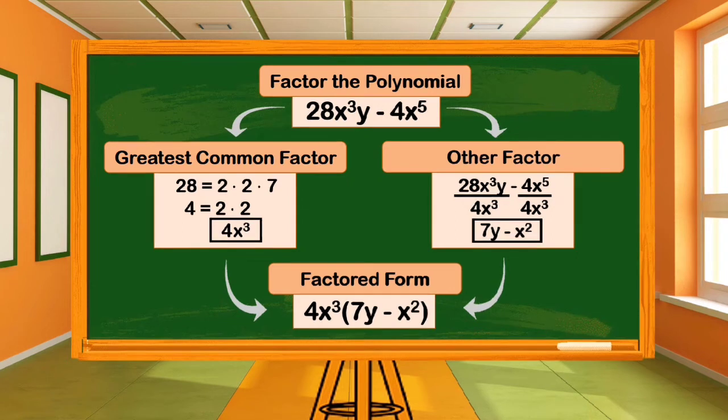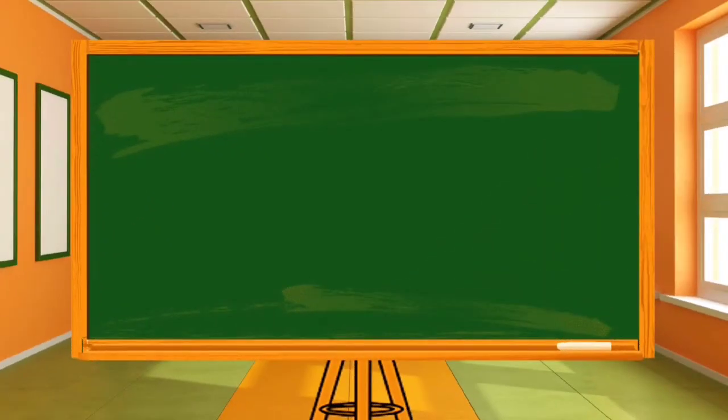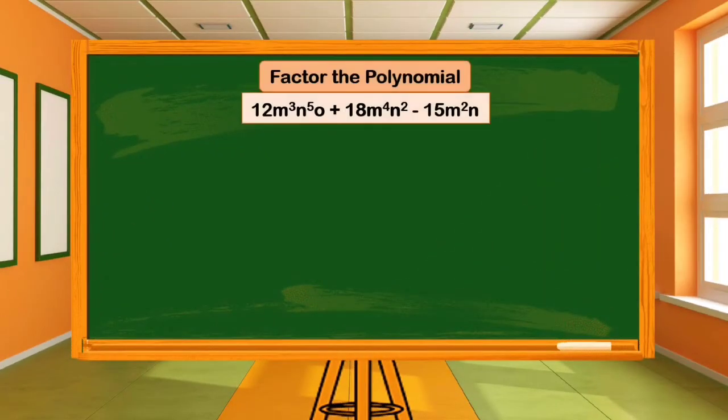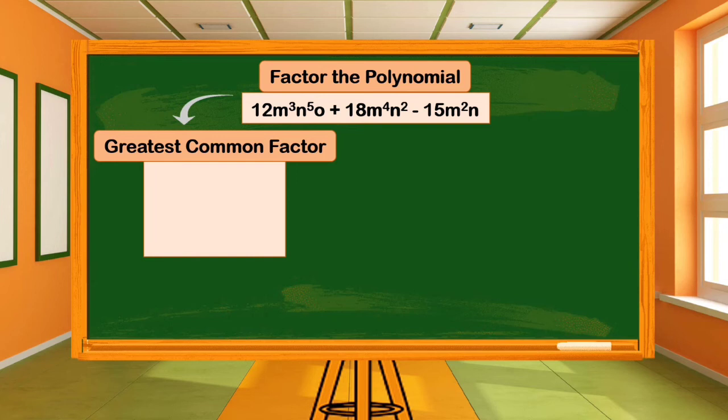Third example, factor 12m cubed n raised to 5o plus 18m raised to 4n squared minus 15m squared n. Again, let us first find the GCF of the numerical coefficients. 12 is equal to 2 times 2 times 3, 18 is equal to 2 times 3 times 3, 15 is equal to 3 times 5. Thus, the GCF of 12, 18, and 15 is 3.